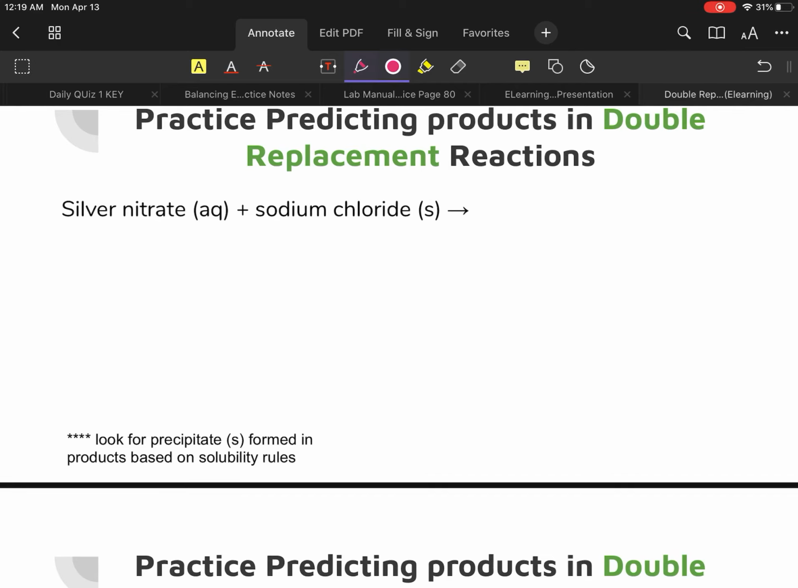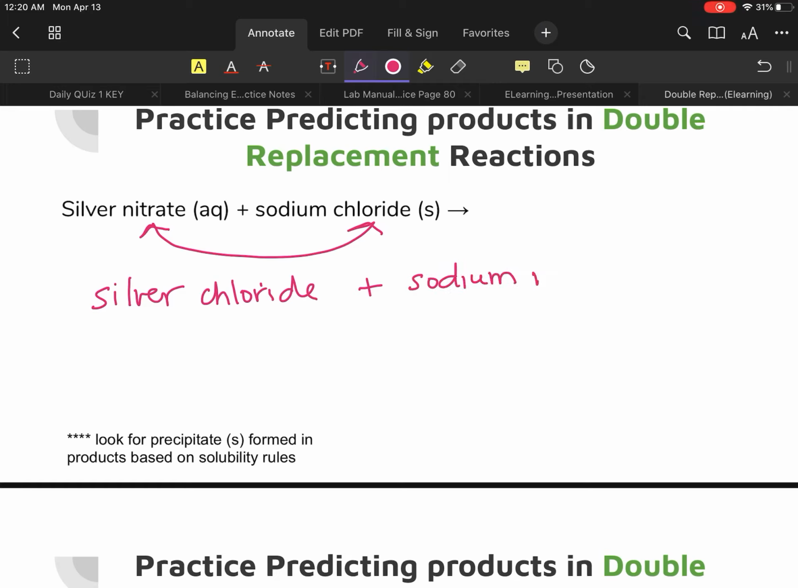So let's look at another example here. I have silver nitrate and sodium chloride. If I know that my two things here are just going to swap places, I have a silver chloride plus sodium nitrate. Now I can look and see which one am I going to have a precipitate with, and where is it going to be?